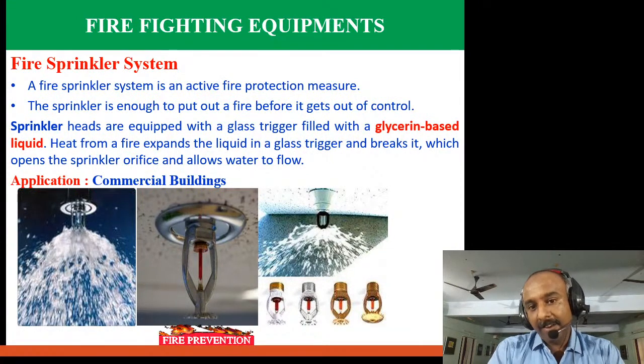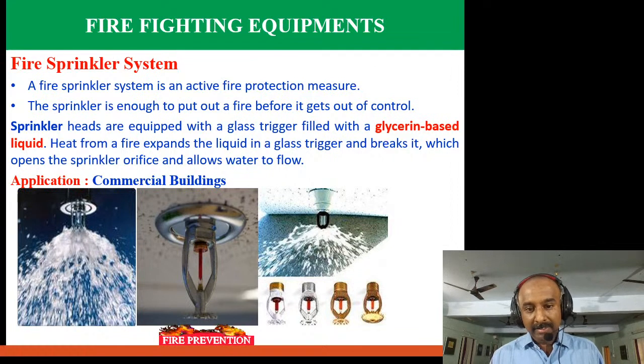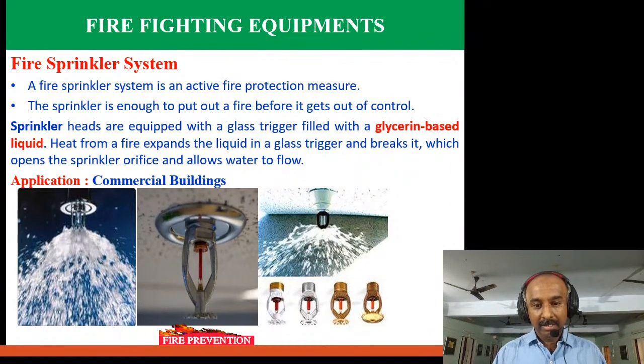There are different classes of sprinklers: wet pipe sprinkler system, dry pipe sprinkler system, deluge sprinkler system, pre-action sprinkler system. Each finds its application in different types of environments. There are also different classes of sprinkler heads. The green color, orange color, show the temperature rating of the sprinkler head.